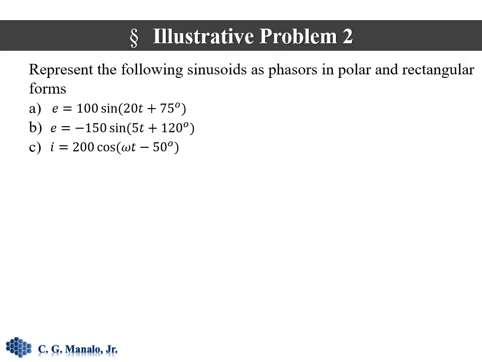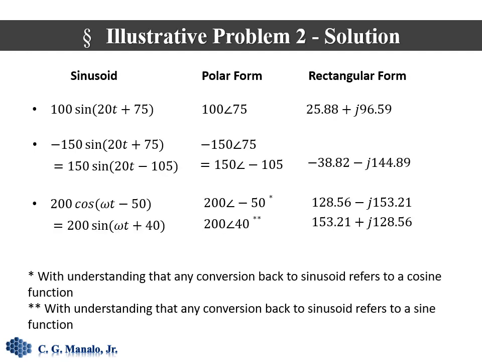So let's have another example. Let's say we have sinusoids here, and we are asked to convert them into polar and rectangular forms. This is how to do it. For this sinusoid, we simply copy this, put it there, and the angle here is actually this one. So we can use the formula for conversion from polar to rectangular, and we will get this rectangular form.